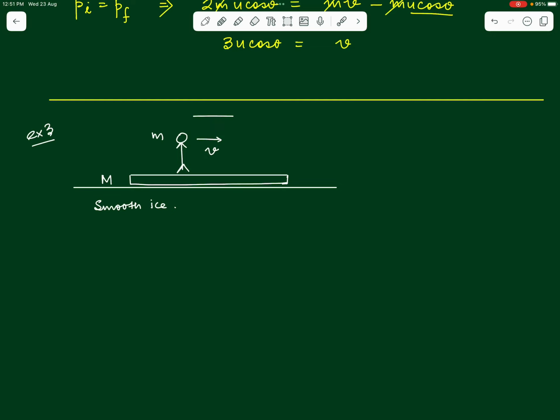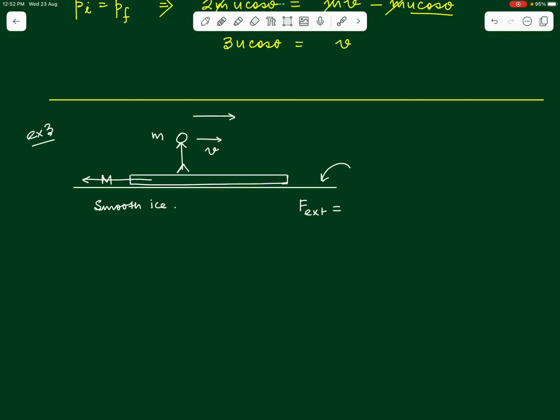As the man starts moving towards right, it is found that the platform will move towards left. This process of moving in the backward direction is called recoil. Now why will the platform recoil? The platform will recoil in order to keep the momentum of the system of man and the platform unchanged. Why will the system's momentum remain unchanged? Because this whole system of man and platform together is placed on a smooth surface which cannot exert any force.